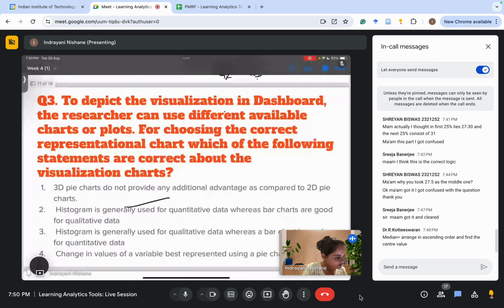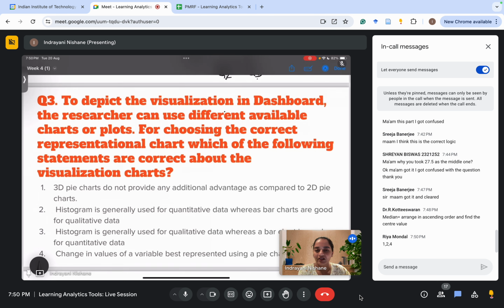I think we were done with question 2. Now question 3. To depict the visualization in a dashboard, a researcher can use different available charts or plots. For choosing the correct representational chart, which of the following statements are correct about visualization charts?